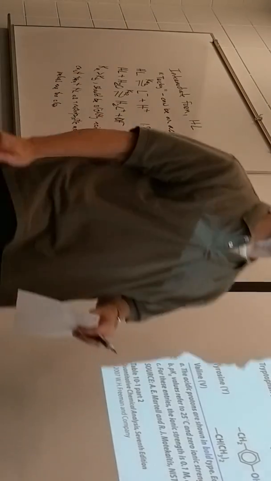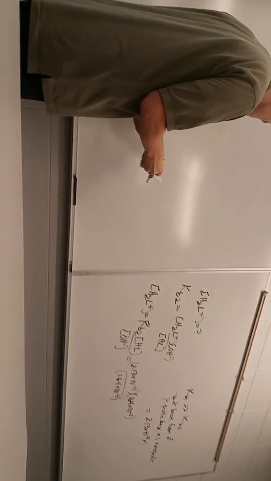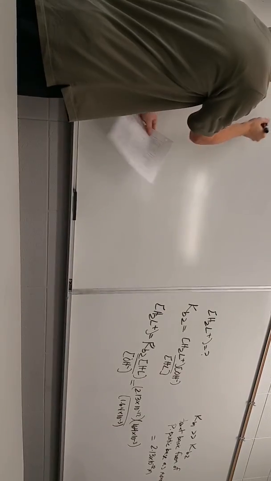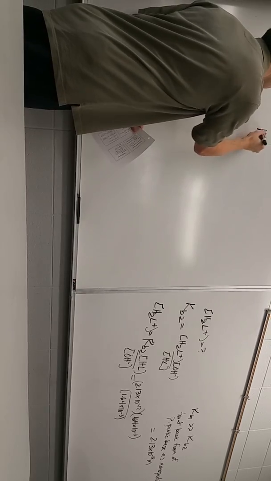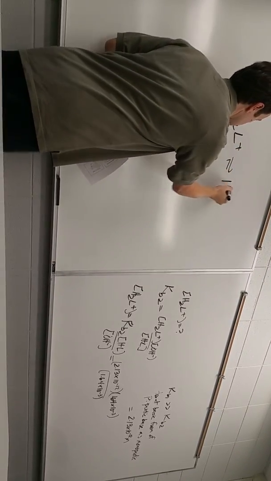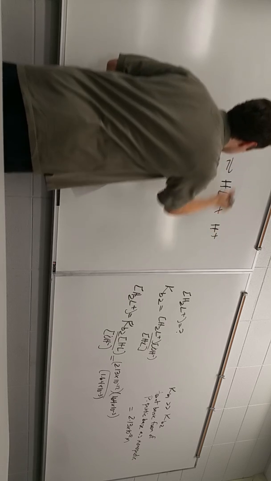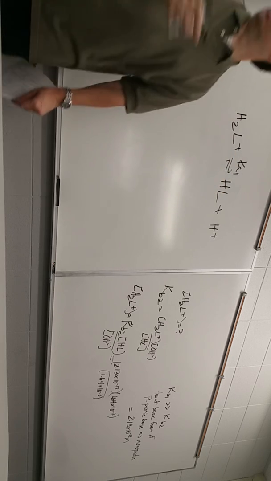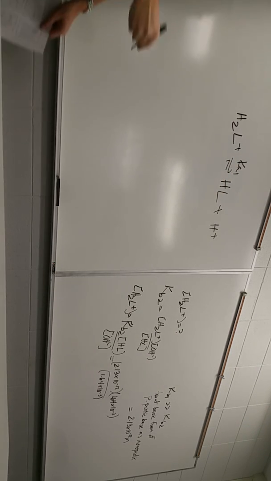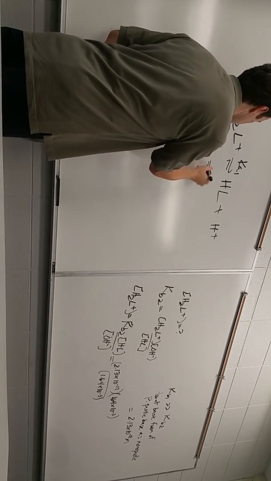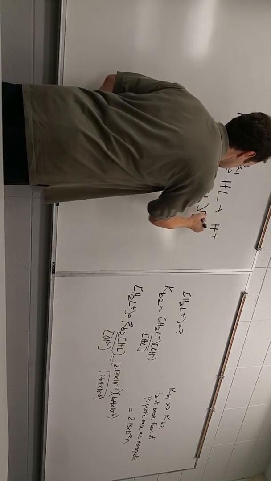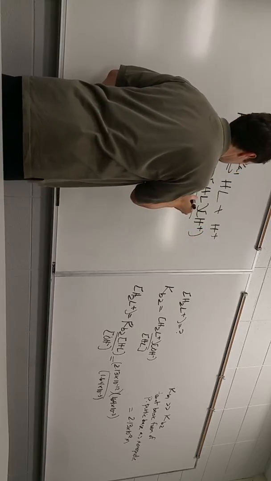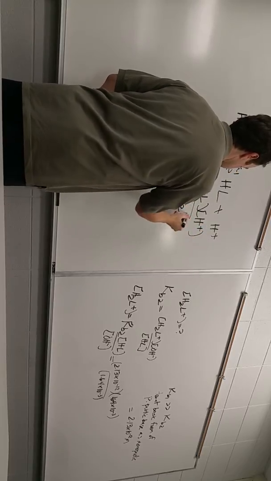I'm going to erase this, although this is what we're trying to get to. I need the lower space. So H2L plus goes to HL and H plus; this is Ka1. It relates H2L plus to HL, and that's what we're going to need for this piece of the puzzle. So Ka1 equals HL times H plus over H2L plus.